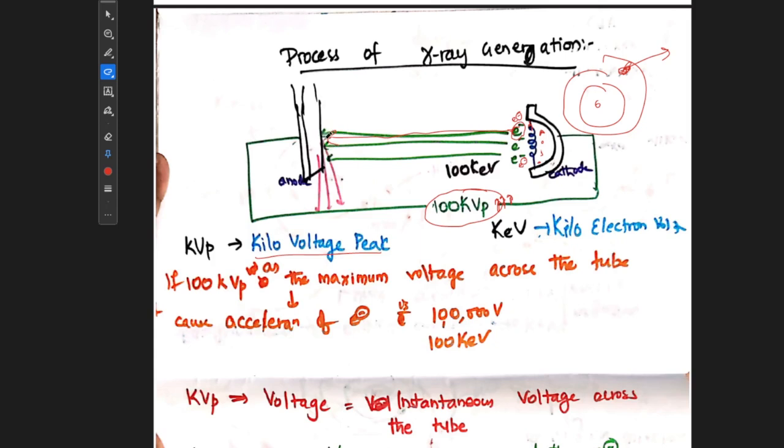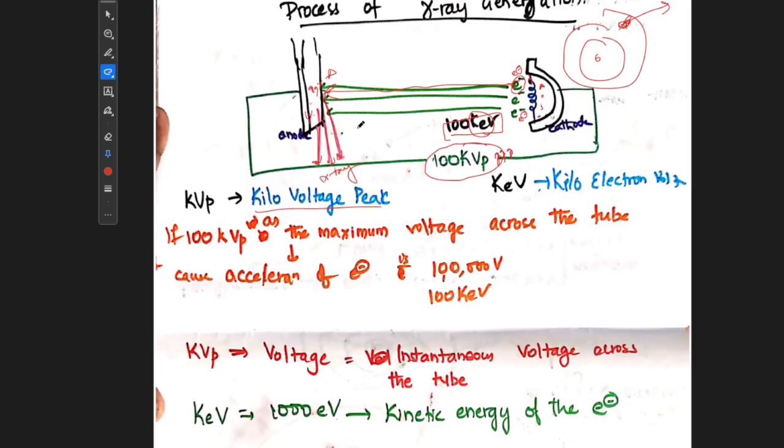Once it accelerates towards the anode, heat and X-rays are produced: 99% heat and 1% X-rays. When the electrons are accelerated from the cathode to anode, they are accelerated in kilo electron volts, that is 100 kilo electron volt. So if 100 kilovolt peak of voltage is given across the tube, this will cause an acceleration of electrons with 100 kilo electron volt from the cathode to anode inside the X-ray tube.